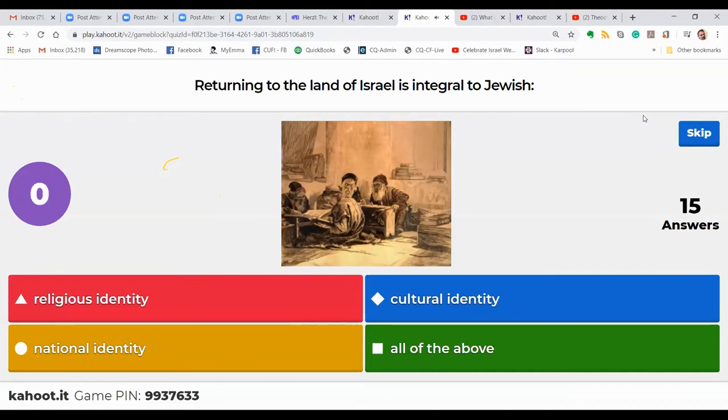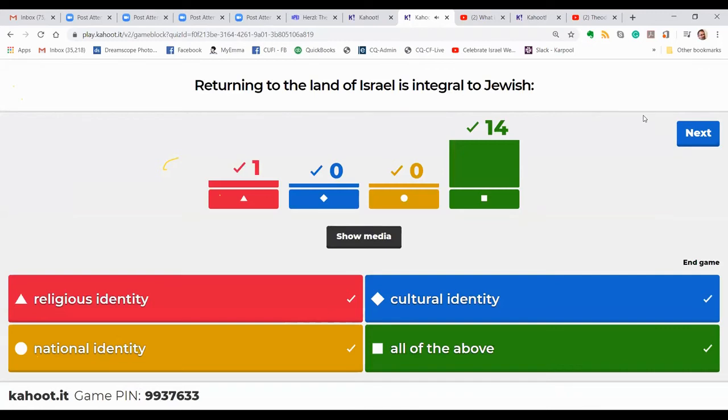People got it right, which is all of the above, and actually the only one that said religious identity. That's also a true answer, but it's also cultural and national identity. So the ones that get all the points are the ones that answered all of the above. Okay, let's go to the next question.